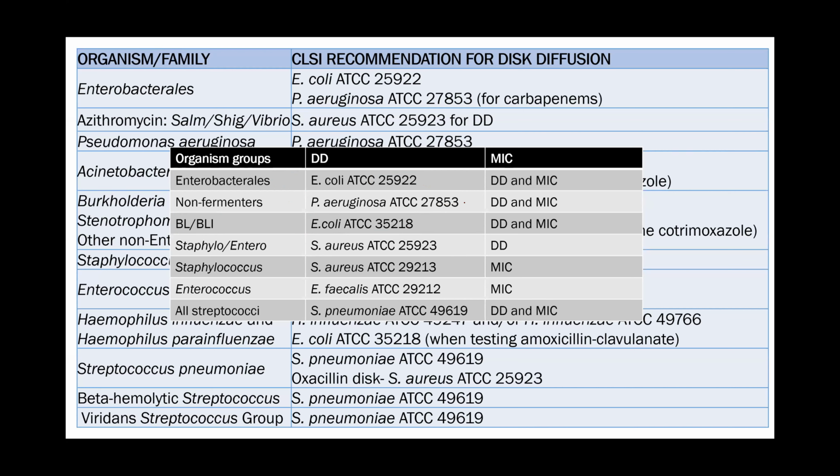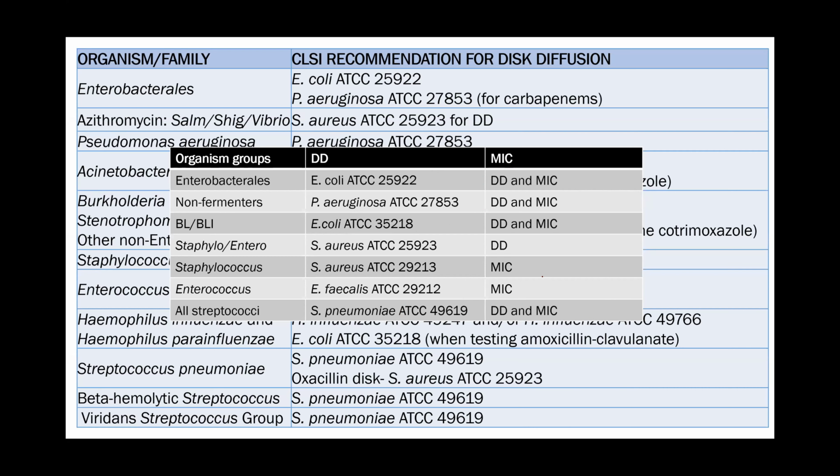Additionally, you need to remember, if you are testing for BLBLI like piptaz, amoxiclav, and other BLBLI combination agents, you have to use a beta lactamase containing strain, that is ATCC E. coli 35218. And for all streptococcus you have to use the same pneumococcus strain. So these four strains are both for disc diffusion and for MIC.